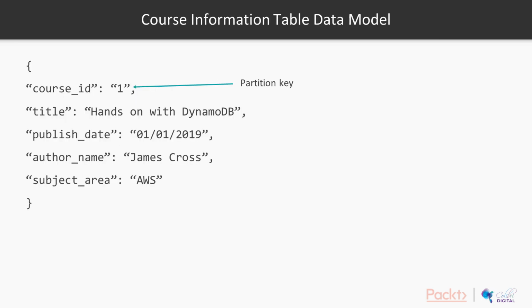And we're also going to have a course information table. Again, the data model is very, very simple. The partition key or primary key is going to be course ID, so we can retrieve information about training courses by course ID. And then obviously we're going to have title, we're going to have publish date, we're going to have author name, and we're going to have subject area.